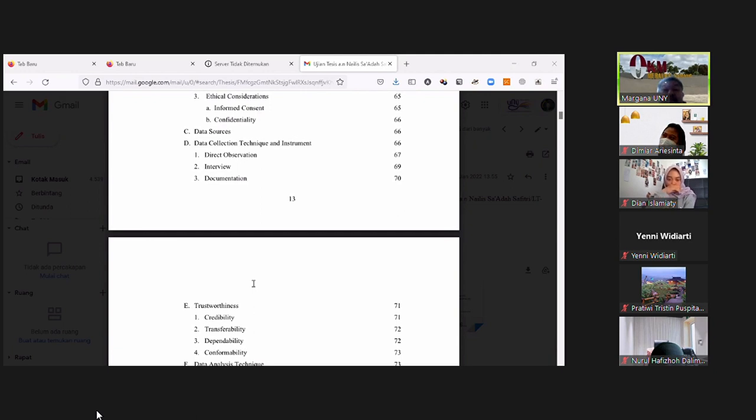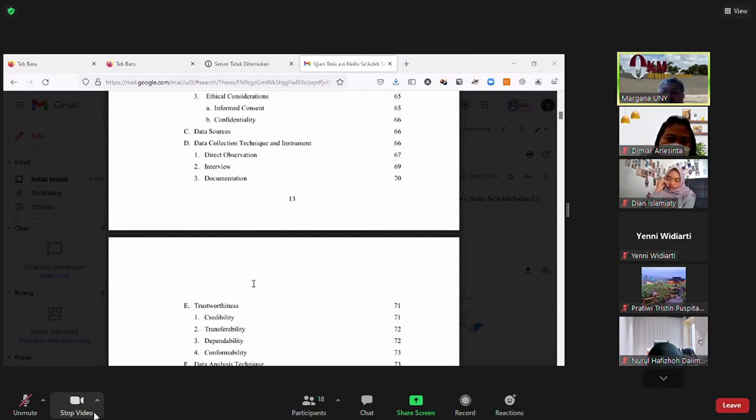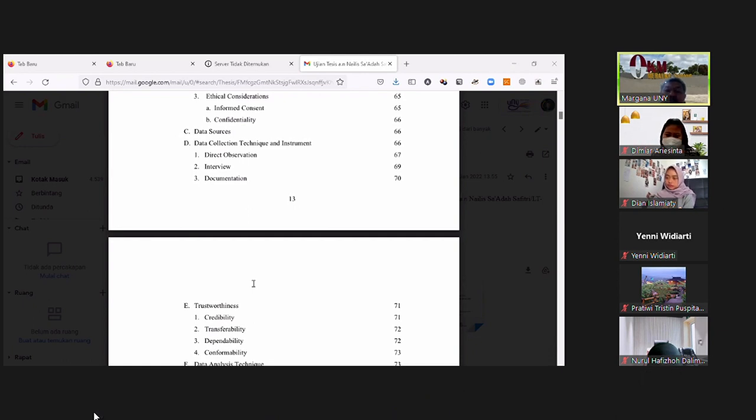Take, for example, if you have a data collection technique and instrument, observation guide serves as the instrument, but the technique must be observation. Interview guide serves as the instrument. Interview should be the technique of data collection. So again, it depends on your selection of the instruments, techniques of data gathering or data collection.